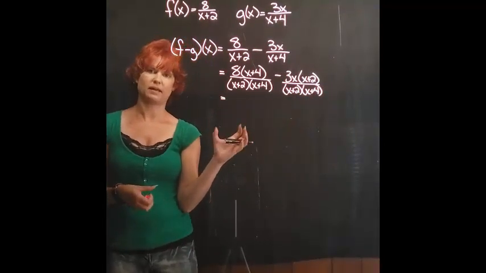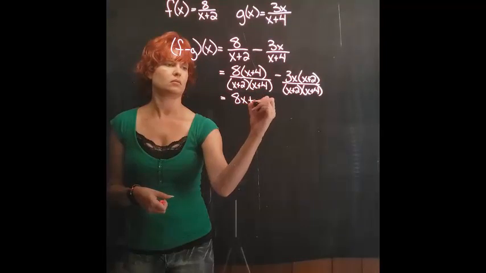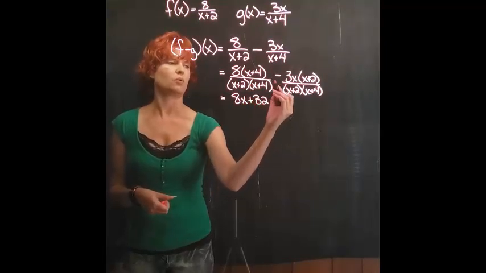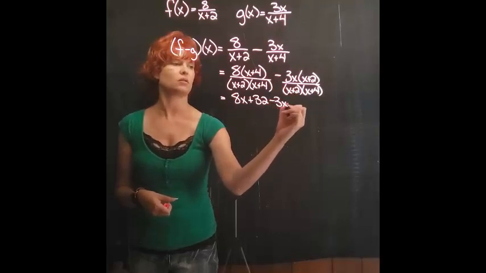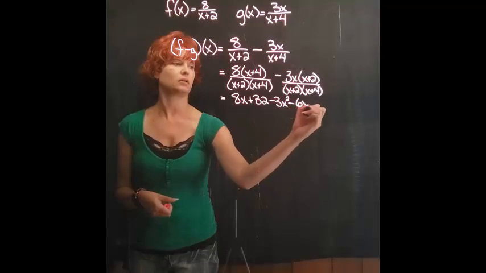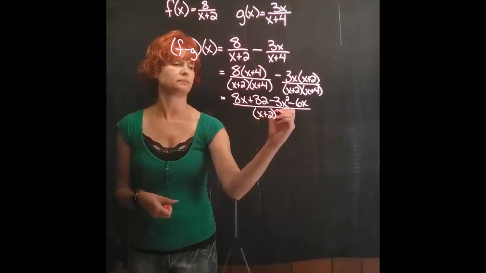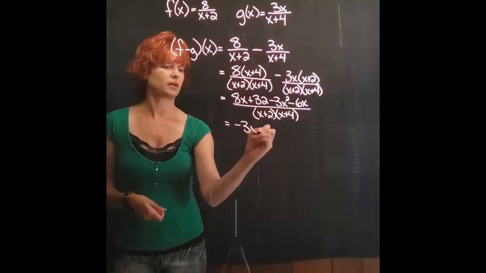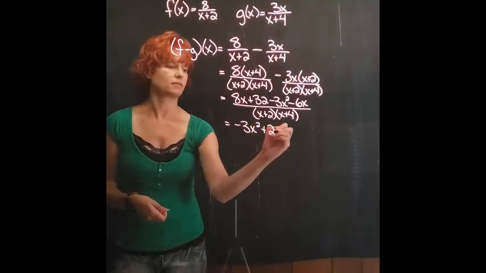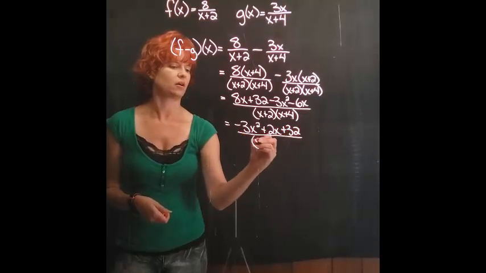So now when we combine these and distribute, we're still going to get 8x plus 32 here. But when we distribute here, we're distributing a negative 3x. So this is going to be minus 3x squared minus 6x, all over that common denominator. So this is going to be negative 3x squared plus 2x plus 32, all divided by that common denominator.